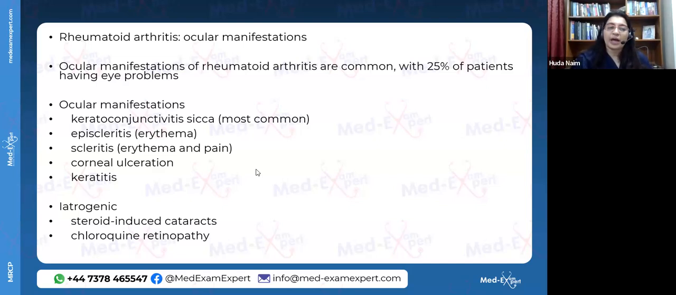Then iatrogenic eye involvement is very important, because if you're giving the patient steroids, then they can develop cataracts due to those steroids. So they can tell you the patient is on steroids, and now the patient has started to develop blurring of the vision, maybe. Or the patient was taking chloroquine, and now she cannot see properly, or there's some blurring of the vision, and you notice that there is some retinopathy. So which is the drug that has led to this retinopathy? That's chloroquine, and it causes a permanent, irreversible retinopathy. So very important to know about the basic manifestations of the disease itself, and then the complications of the treatment.